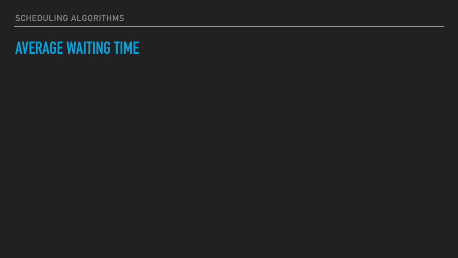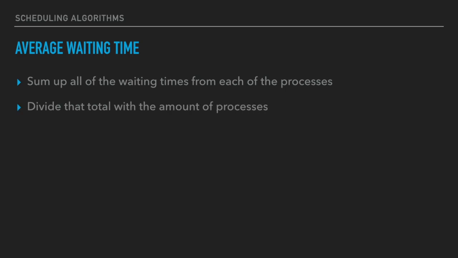So, now we're going to calculate the average waiting time of the processes. When calculating the average time, we need to sum up all of the waiting times from each of the processes, and divide that total by the number of processes in the table. So, in this case, we need to calculate the sum of 0 plus 18 plus 20 plus 26, and divide the total by the number of processes on the table, which in this case is 4. So this leaves us with an average waiting time of 16.